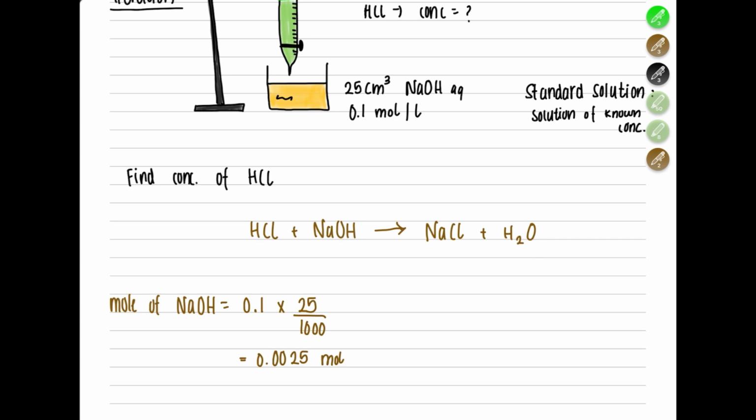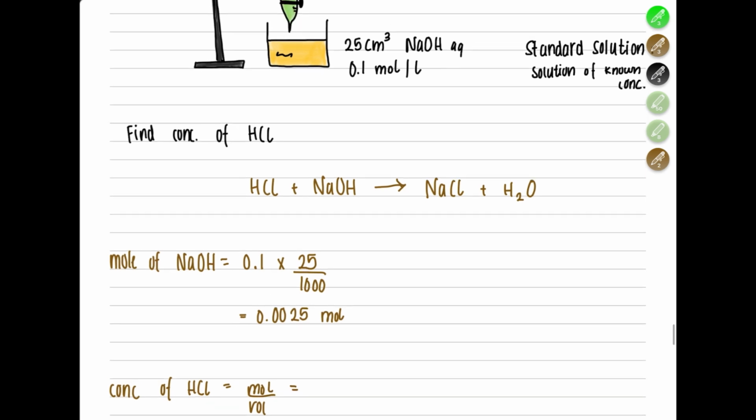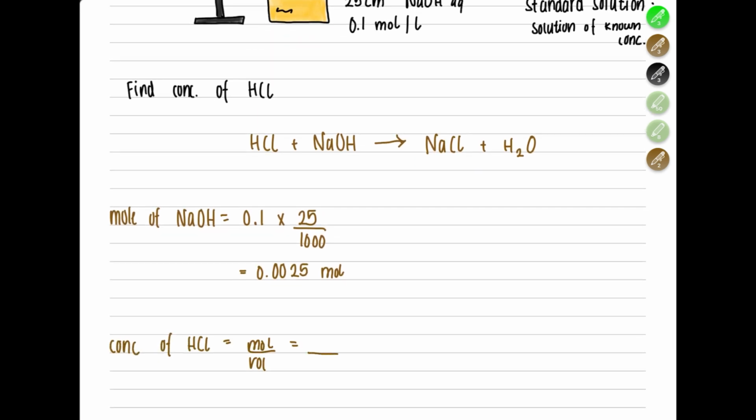Okay, now we have to find the concentration of HCl. The formula for concentration is moles divided by volume. We don't know the moles, but we do know the volume, which is 18.5, so 18.5 divided by 1000. We don't know the moles of HCl, but we know the moles of NaOH. So we do this important concept of finding the ratio. We can say one hydrochloric acid reacts with one NaOH. So the ratio between HCl and NaOH is 1:1.